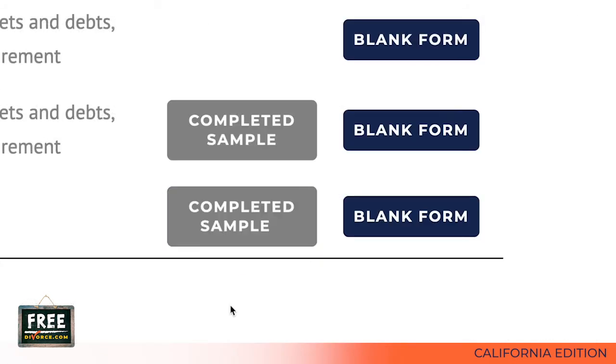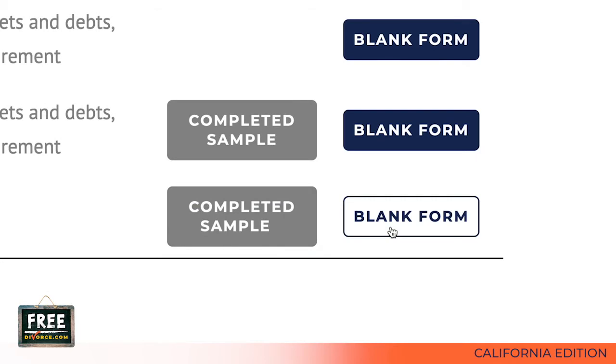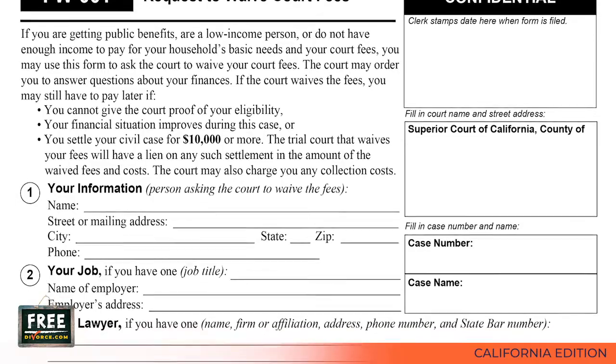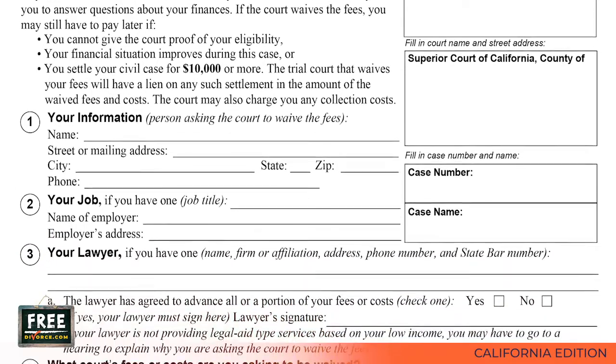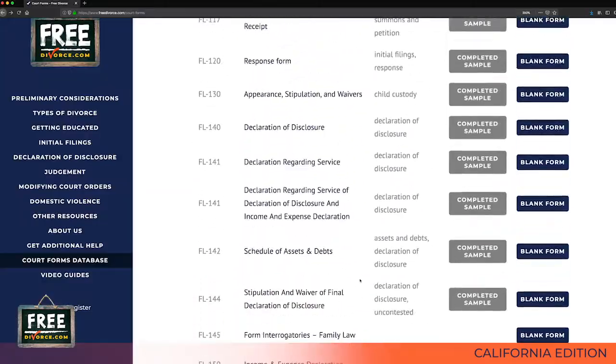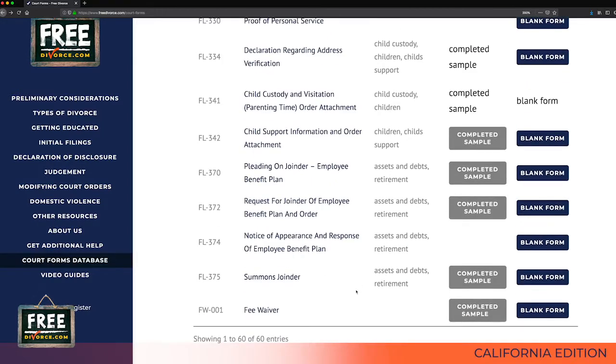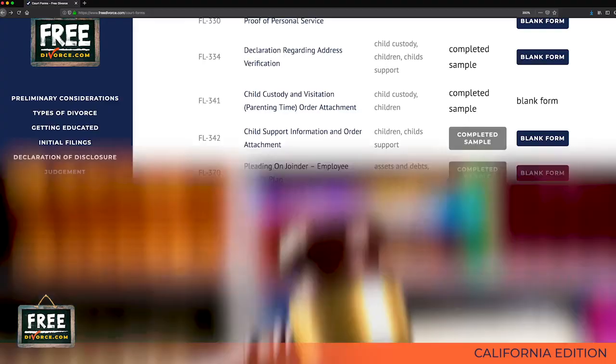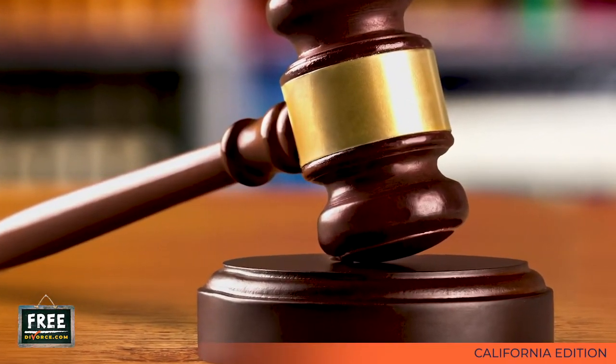Then you can click on the blank version of the FW001 form and fill it out for yourself, typing in your name, address, and other relevant information. All of the court forms in our database are fillable. You can pull up any form you need, fill it out, save it, and then print the form. The form will then be ready for you to file with the court.